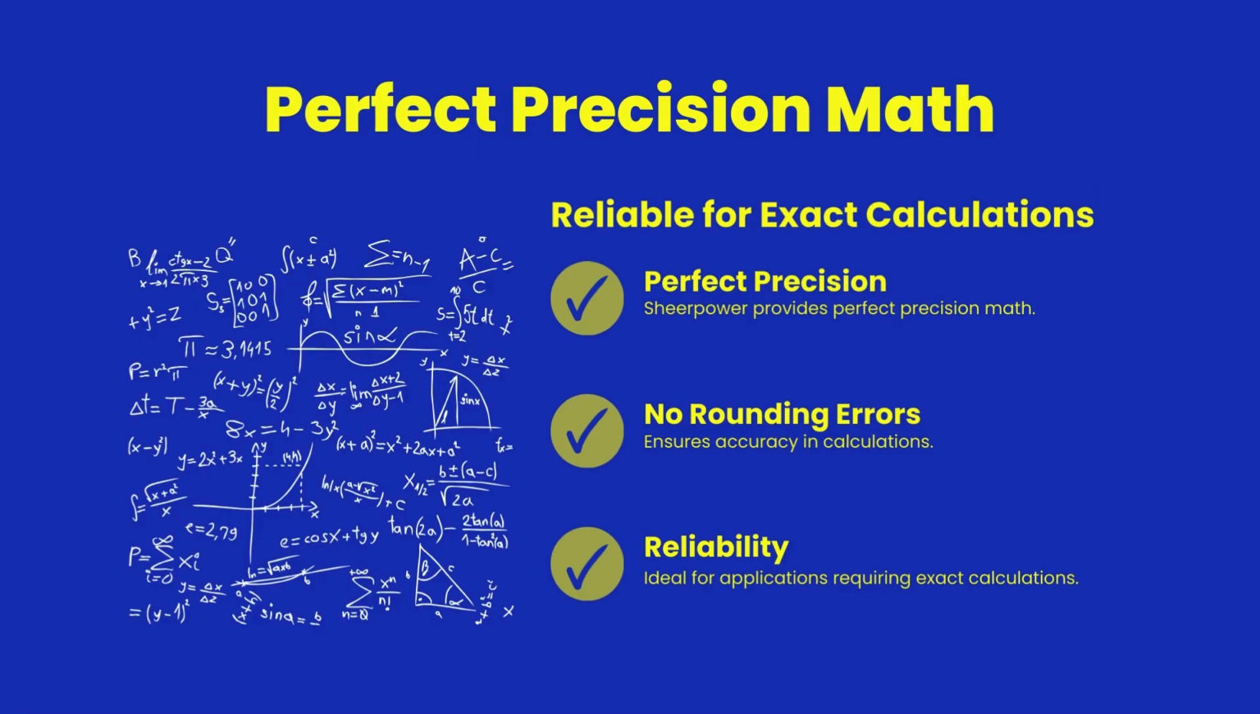SheerPower offers reliable solutions for exact calculations. Perfect precision. SheerPower provides perfect precision math. No rounding errors. This ensures accuracy in all calculations. Reliability. It is ideal for applications requiring exact calculations, making SheerPower a trustworthy choice for precise mathematical operations.